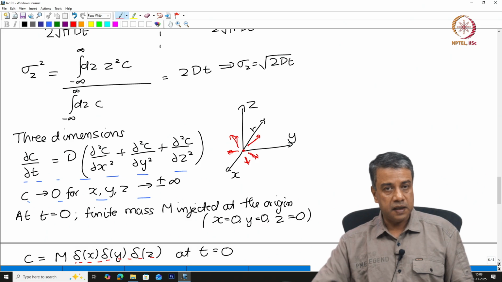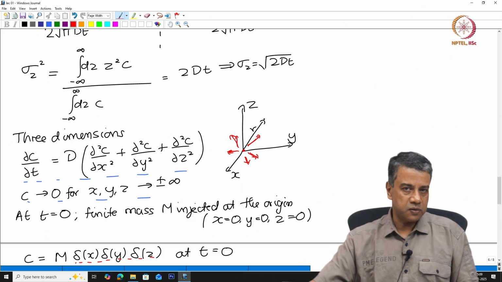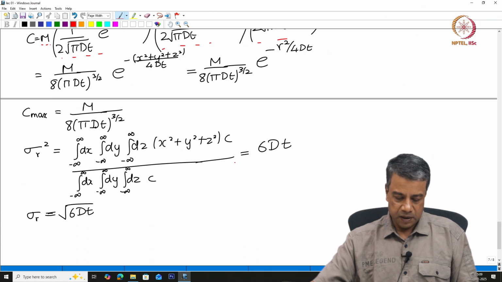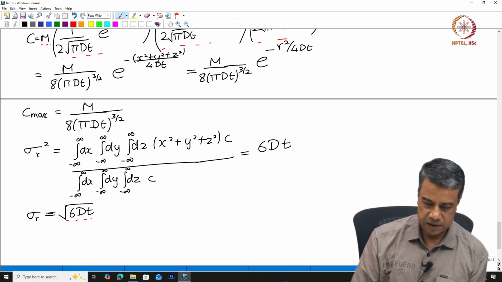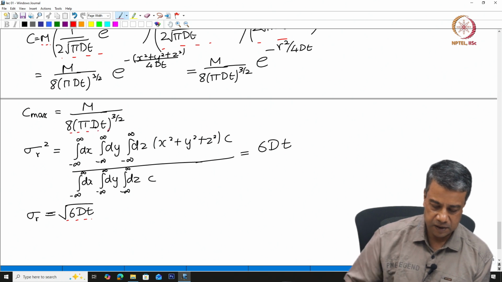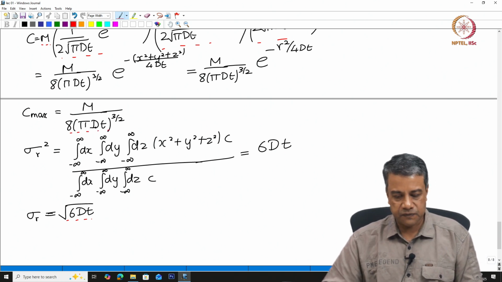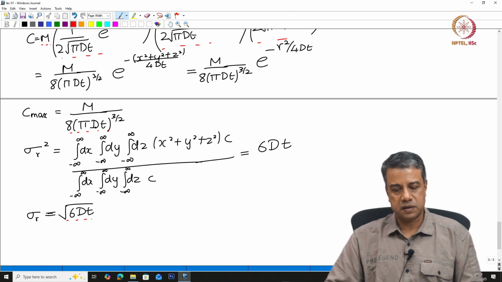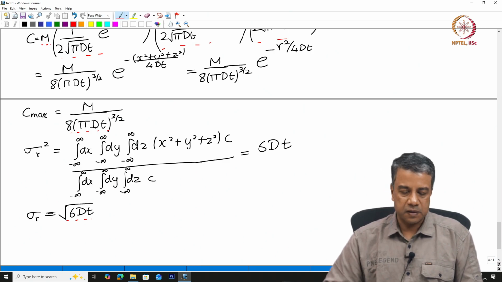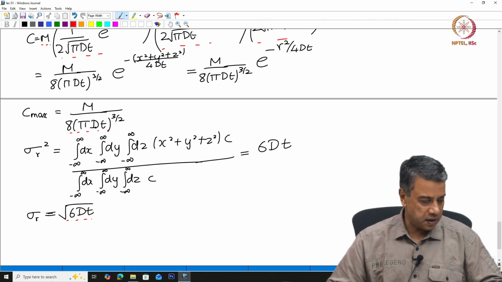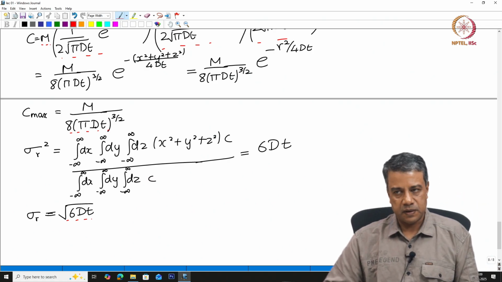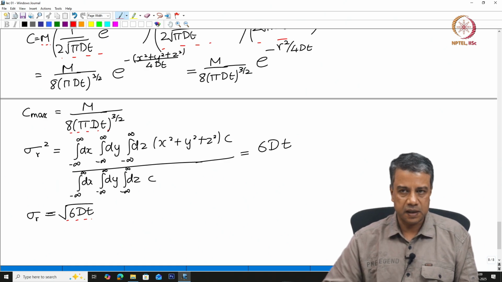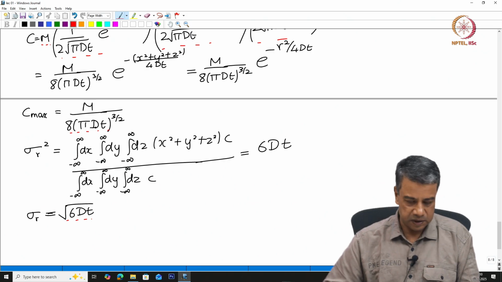The radial extent of spreading increases proportional to square root of Dt, whereas the maximum concentration decreases as 1 over Dt to the 3 halves. These are functions of the Gaussian distribution in 3 dimensions, which is just a product of the Gaussian distributions in the x, y and z coordinates. A similar calculation can be done in 2 dimensions, where you have just the x and y coordinates. There also we get a Gaussian distribution, and the spreading will be 4Dt, because you have 2 coordinates.